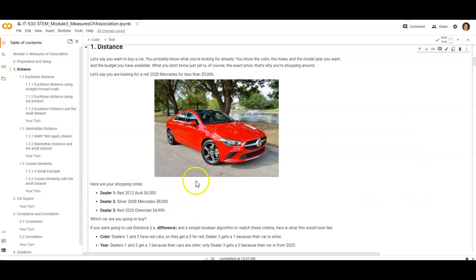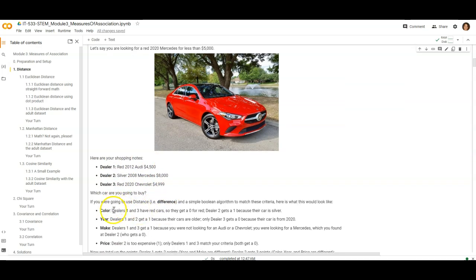Now we're going to use distance, and we're going to explain distance in terms of difference with a simple Boolean algorithm to find out which car we should buy. So let's first talk about color. We're looking obviously for a red car. We're seeing that dealer number 1 has a red car, dealer number 2 has a silver car, dealer number 3 has a red car. So since the distance between red and red is 0, dealer number 1 and dealer number 3 get a 0 for red. Dealer number 2 gets a 1 for silver because silver is different from red.